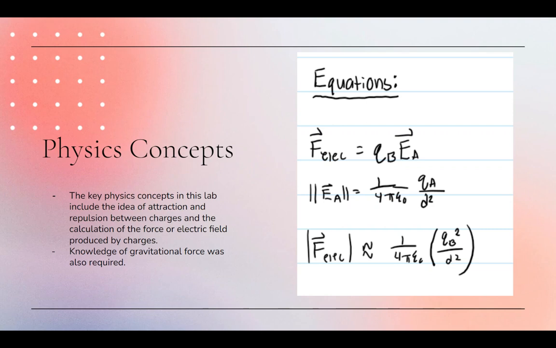The key physics concepts in this lab include the idea of attraction and repulsion and the calculation of electric force. The equations on the right demonstrate how the equation for an electric force and electric field can be combined to create a usable equation for the variables that can be determined in this experiment. Additionally, knowledge of gravitational force, force equals mass times gravity, was essential in solving for the charge on the tape.